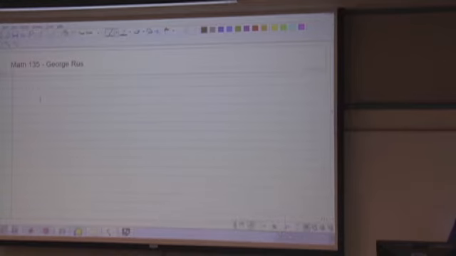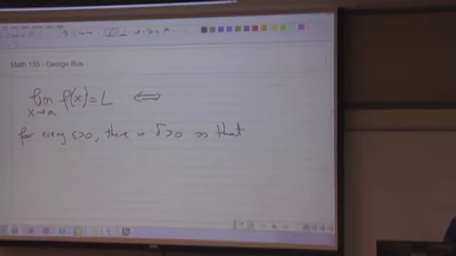Okay, short. Short version of the precise definition of a limit says that the limit as x goes to a of f of x is equal to L is equivalent to saying that for every epsilon bigger than 0, there is a delta bigger than 0, so that if 0 is less than the absolute value of x minus a is less than delta, then the absolute value of f of x minus capital L is less than epsilon.